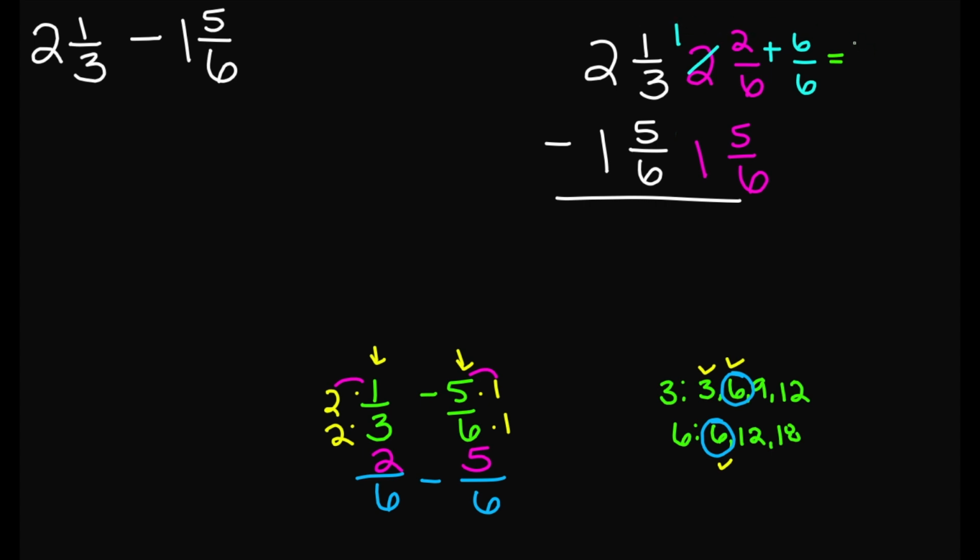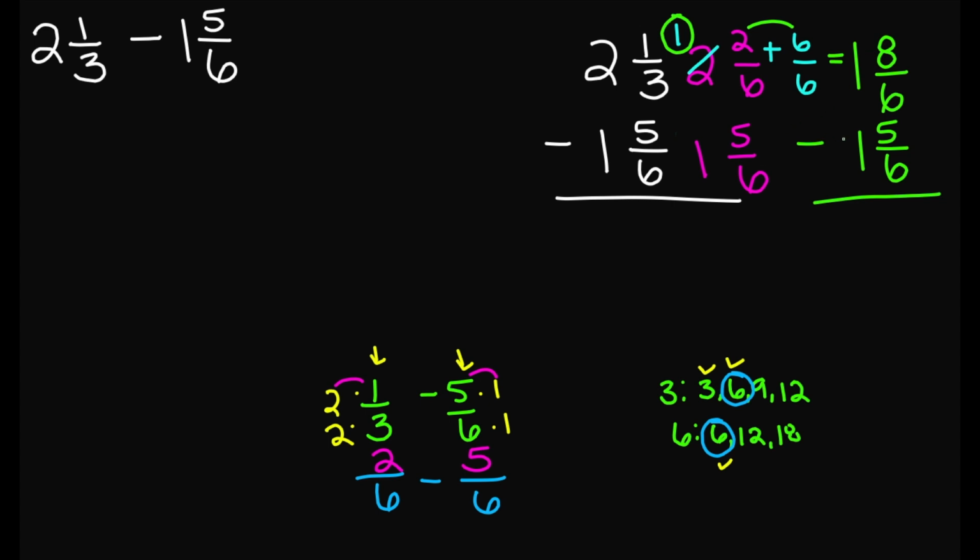So now you're going to have 1. This is your whole number here, which is what we have here. And then you're going to add your 2 plus your 6. That's going to be 8, and that's going to be over 6. Minus here you have just your 1 and 5/6. And notice, since I borrowed from my whole number and rewrote my fraction, now I am able to subtract.